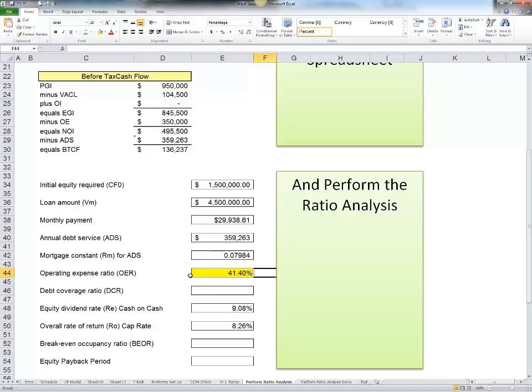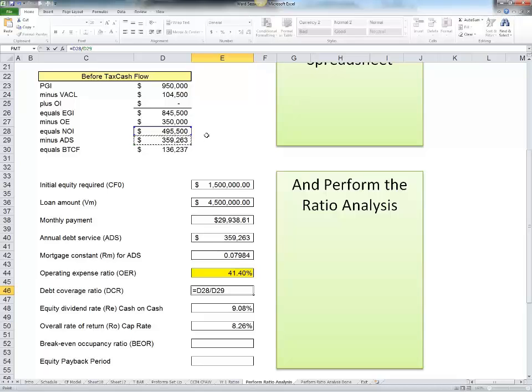Now let's take a look at debt coverage ratio. Debt coverage ratio looks at the relationship between the net operating income and the annual debt service. Note, the lender wants you to have a lot more net operating income than you owe in debt service because that gives the lender some security, some peace of mind, some cushion.